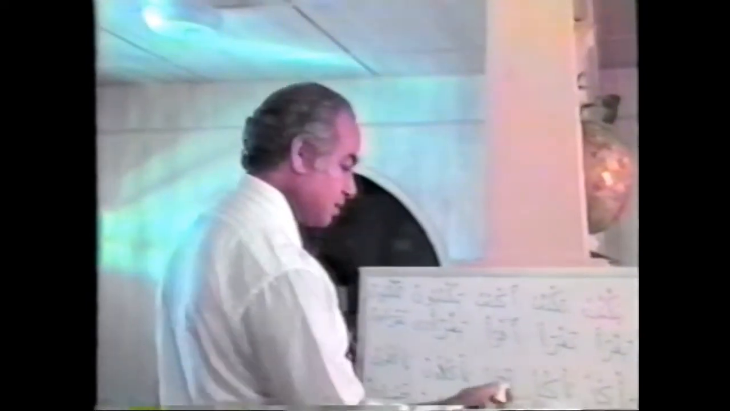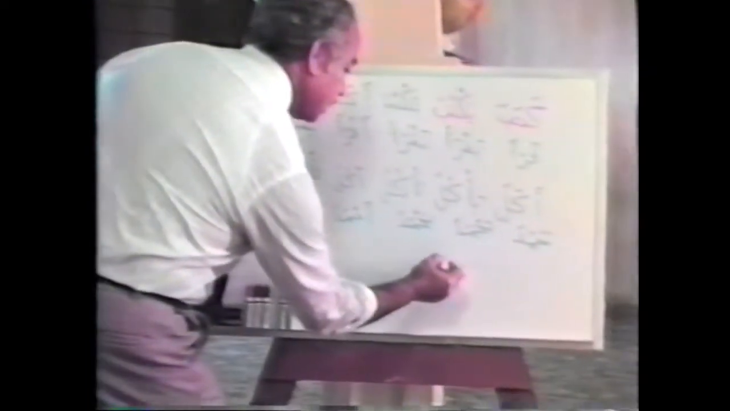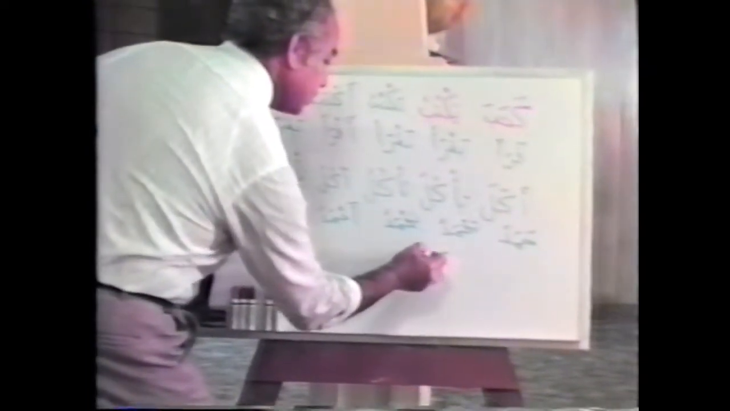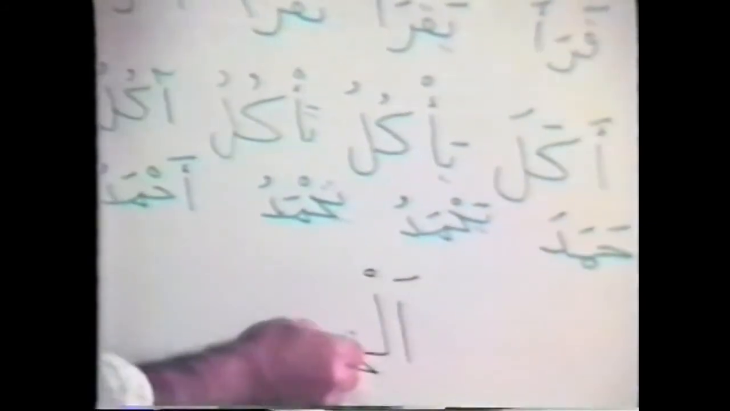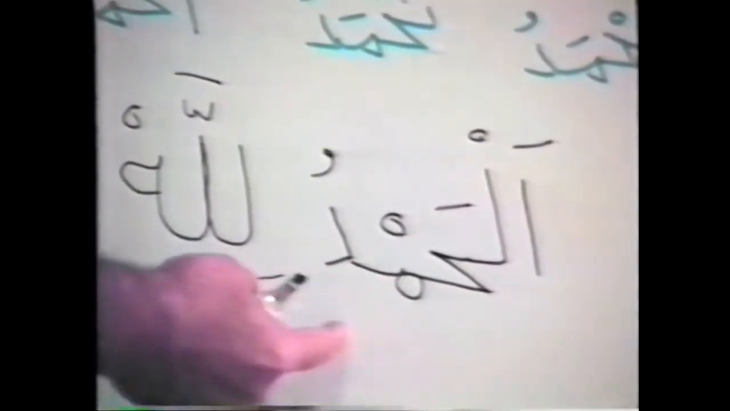And it will look like this. This is the article meaning the, al-hamdu. Or this should be a fatha here. Al-hamdu. Lillah. There's a shadda, lillah. Alhamdulillah. And you can see here that hamada is the root word, meaning praise. Alhamdulillah.